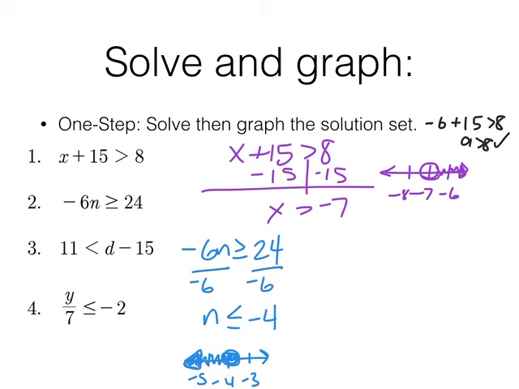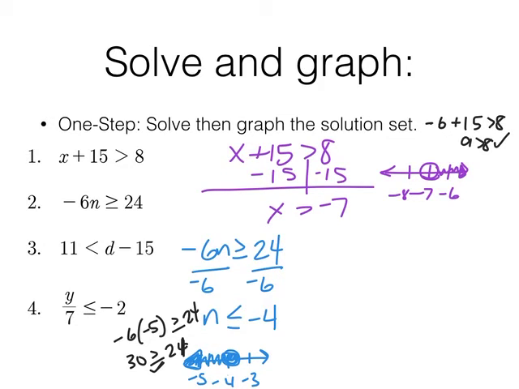So now I take a number from my solution set, and again I'm going to use -5 because that's shaded in, and we check it. -6 times -5, plugging in the -5 for n. Is that greater than or equal to 24? Well, it's 30, and it is greater than 24, which works because it's greater than or equal to. There we go. Check.